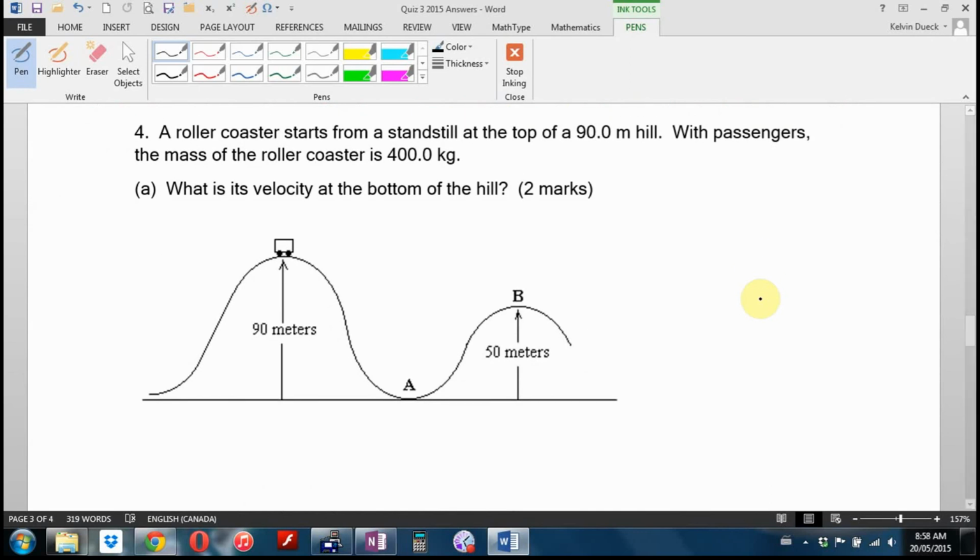A roller coaster starts from a standstill at rest. That's going to be convenient. At the top of a 90-meter hill. With passengers, the mass of the roller coaster is 400 kilograms. What's its velocity at the bottom of the hill?